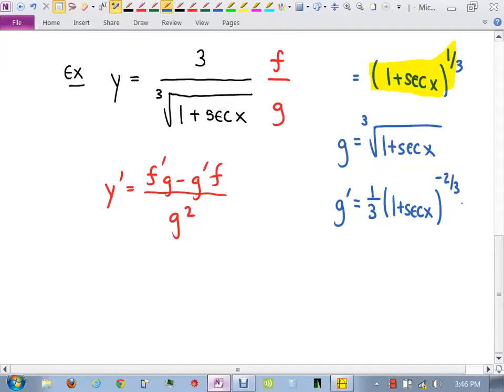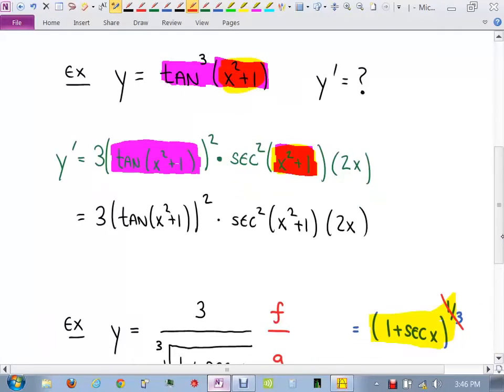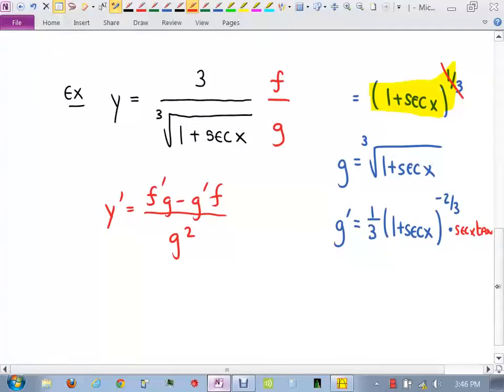Now times what? We've done the 1/3, right? Times derivative of what's in here. What's the derivative of 1 plus something? Well, that's just each one, right? Derivative of 1 is 0. Plus, what's derivative of secant x? Secant x, tangent x. There we go. Secant x, tangent x. I'm out of room there.